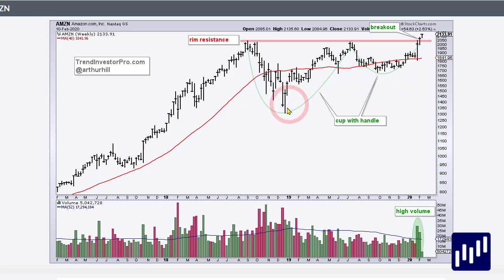Now, typically for this pattern, you'd measure the distance from the low of the cup to the rim resistance, and that's maybe 600 points, 700 points. So that would target a move to the 2,700, 2,600 area roughly. But take targets with a bucket of salt, okay? You have to watch price action on a regular basis and continually evaluate to see if the bullish thesis remains. But right now, the bullish thesis is there, and the breakout is clearly bullish until proven otherwise.